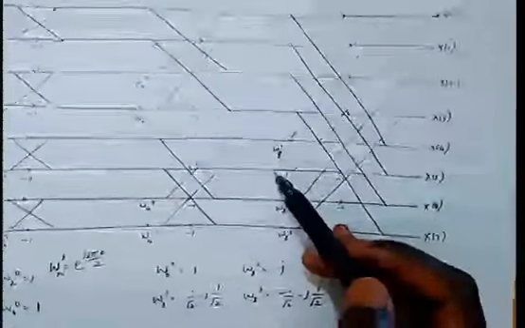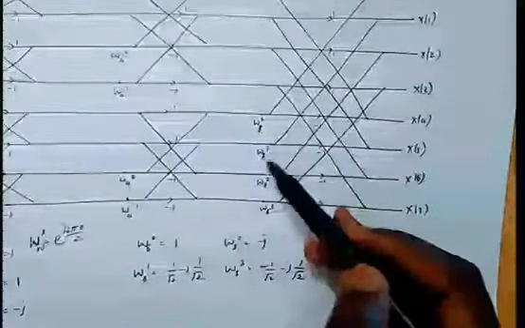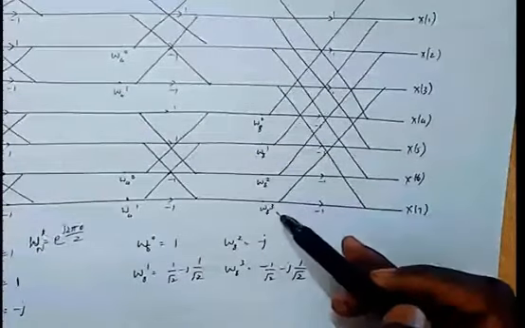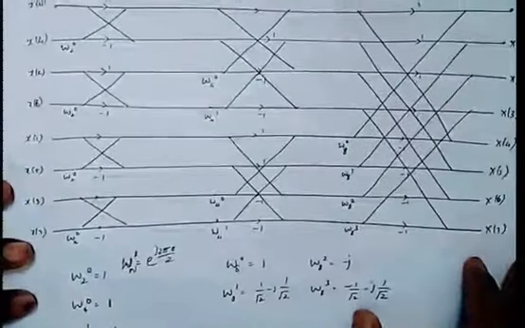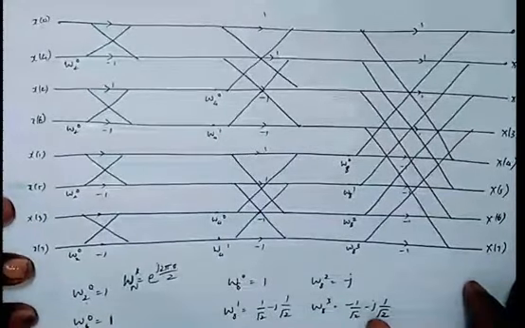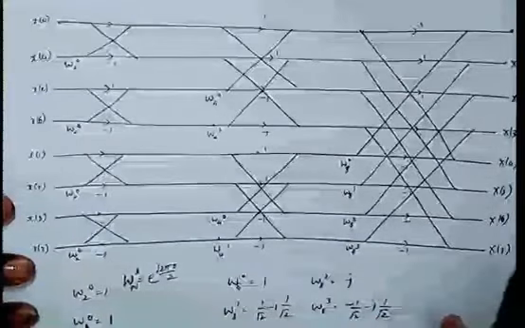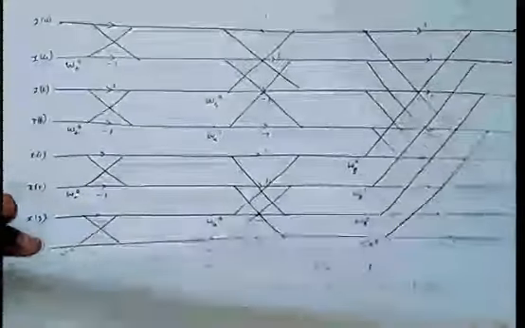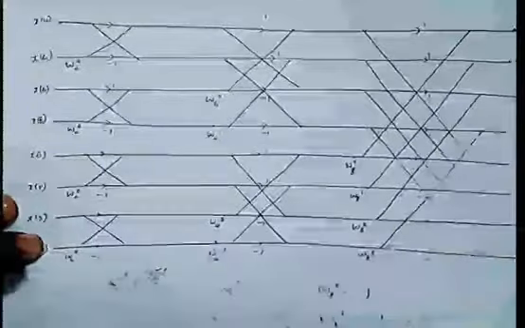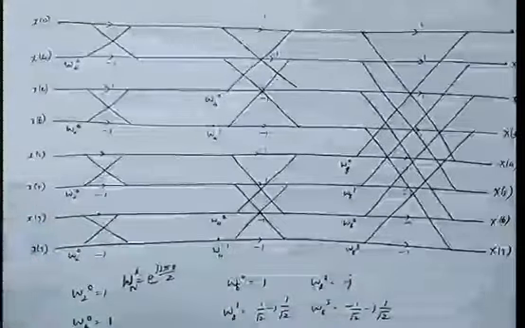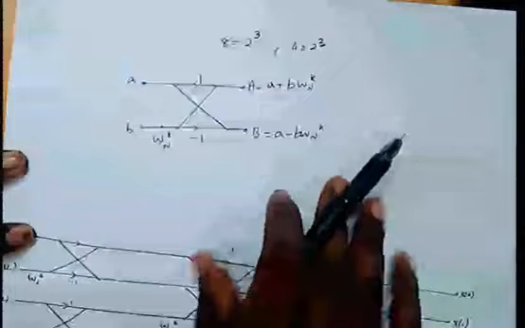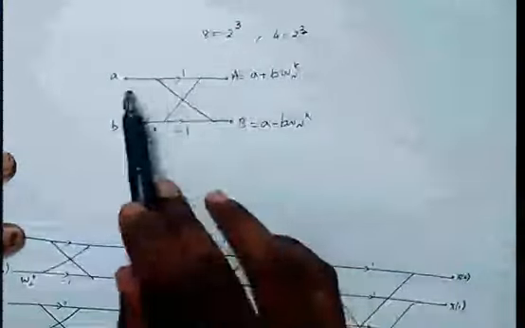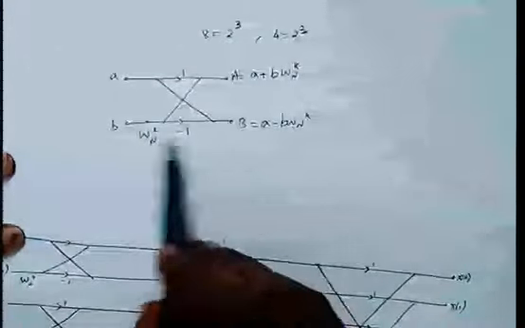Here again, what you should know is the weights are W_8^0, W_8^1, W_8^2, and W_8^3. This is the basic structure which you should remember. For any DIT FFT algorithm, please remember the structure, and you should also know how to compute it. If you know this, it's very easy to solve the problem. This is how we compute it: this is A plus B into W_N^K, and this is A minus B into W_N^K.